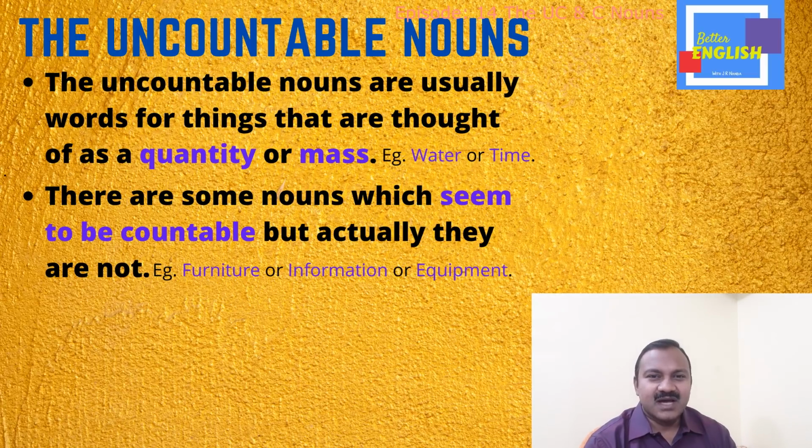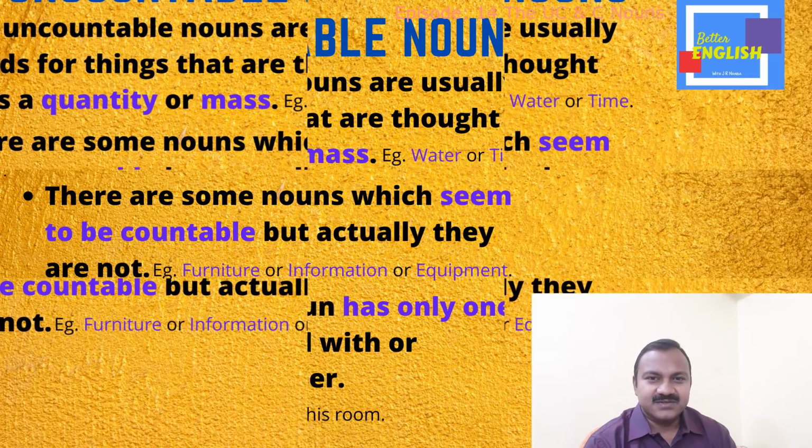If at all you want to count the furniture, you can say a piece of furniture, you can say like that. But you cannot say 1 furniture or 2 furniture. Similarly, the same with information and equipment.